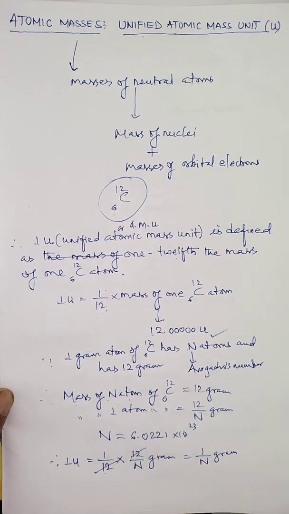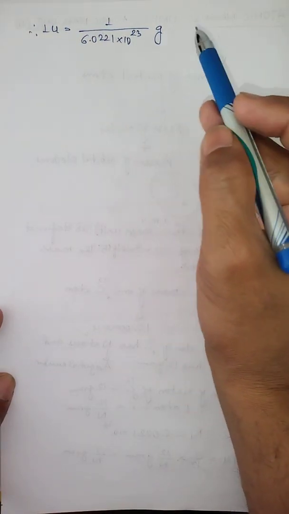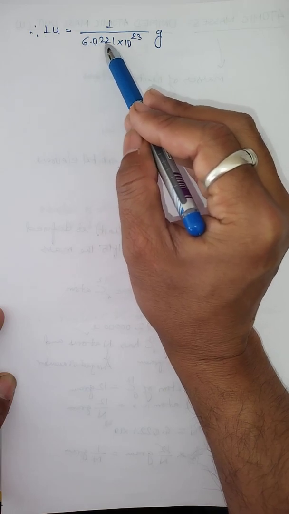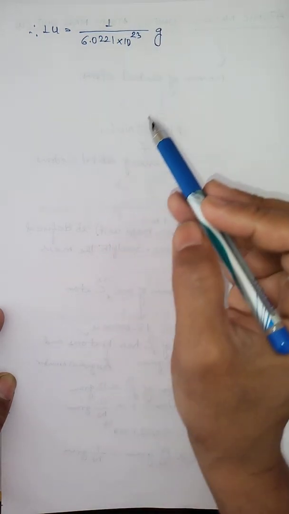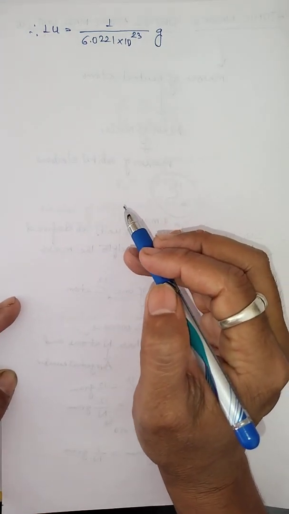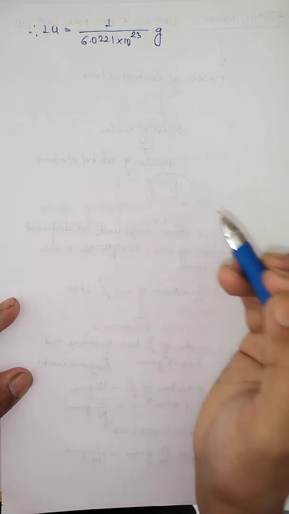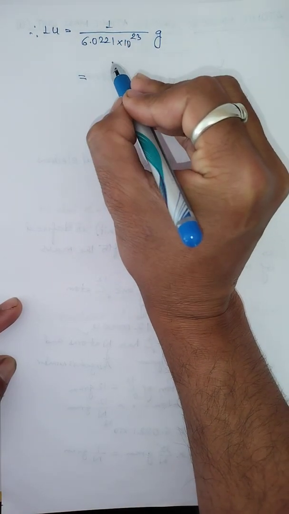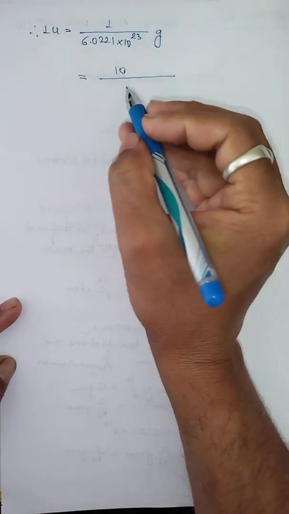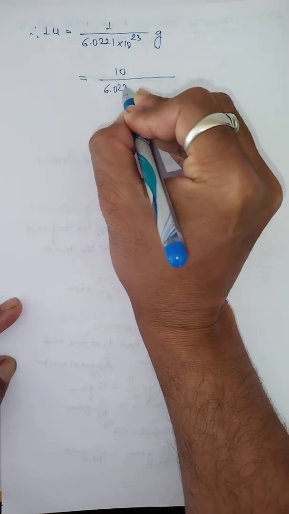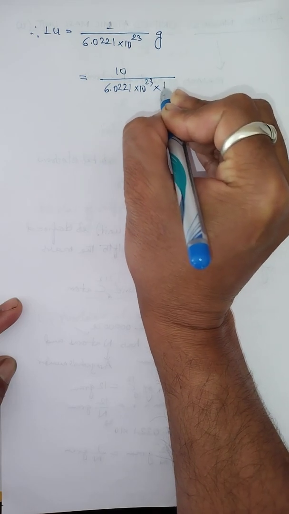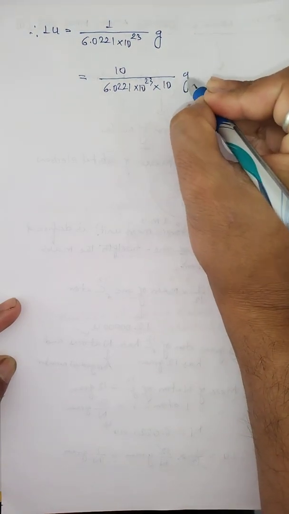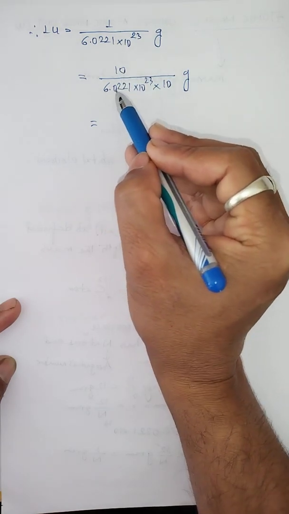Now let me substitute the value of N. So 1 atomic mass unit is equal to 1 by 6.0221 into 10 to the power 23, and the unit is gram. In order to simplify this, I multiply the numerator by 10 and also multiply the denominator by 10. So children, look at it: I multiply and divide by 10 in the numerator and denominator, because now I can divide 10 by 6.0221.